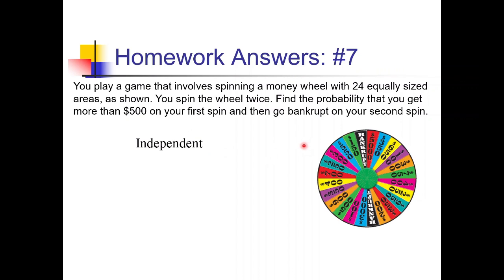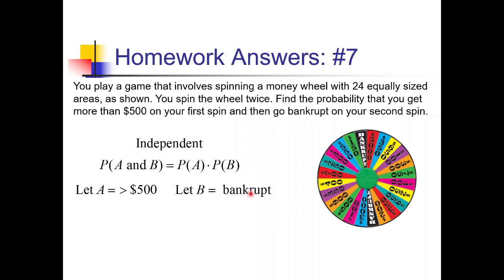Let's find the probability of getting more than 500 on the first spin. And before we do that, just to map out where we're going with this, we're going to be using our independent probability formula, P of A times P of B. And let's let A be the more than 500 event, and B will be bankrupt, which kind of works out. B for bankrupt. All right, so let's find more than 500. Let's just start at this bankrupt and start going around. So we'll just count them up.